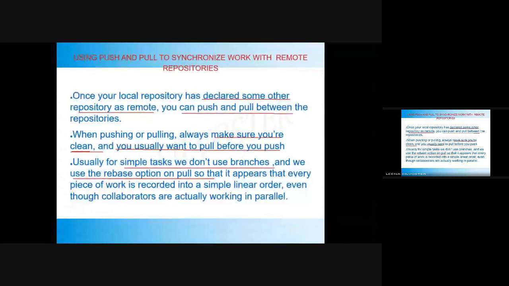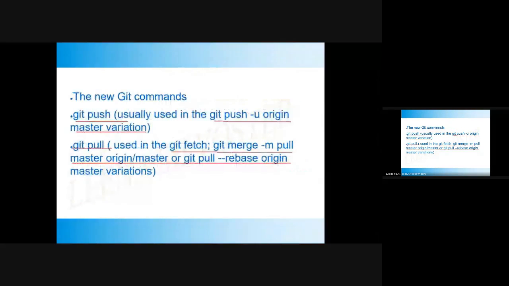For simple tasks, we won't use branches. In that case, you have to use a rebase option. So for simple tasks, we are not pushing the branches. We are using the rebase option. So some new git commands: git push. Its syntax is git push -u origin master. git pull is used to fetch. So different versions are there: git fetch, git merge -m, pull master origin, or git pull --rebase origin.